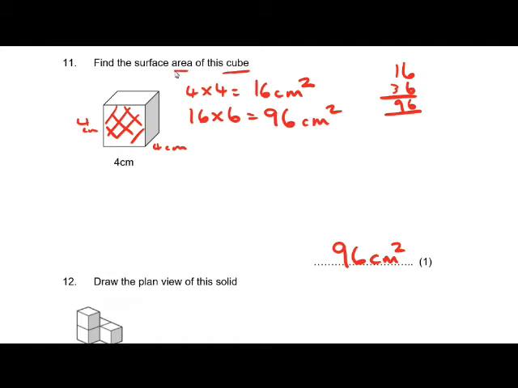Question 12 is asking us to draw the plan view of this solid. Normally you would expect to have some kind of squared paper with this question in order to do this. But for now, what I will do is I will freehand these squares. So we're looking down on the shape for our plan view. And if you look down on it, you have 2 squares, one above the other, that make up this bit here.